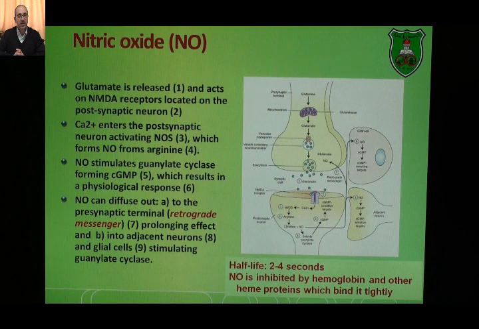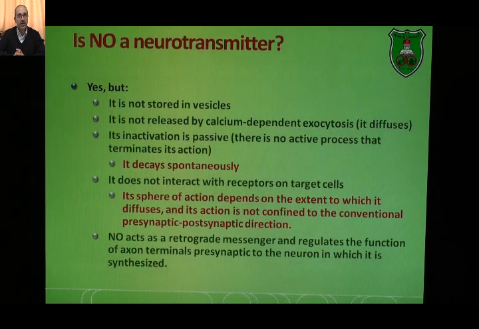Now, an important aspect of nitric oxide is that its half-life is very short. It's about 2 to 4 seconds. And it can be inhibited by hemoglobin or other heme-containing protein where it binds to heme. There is controversy whether nitric oxide is a neurotransmitter or not.